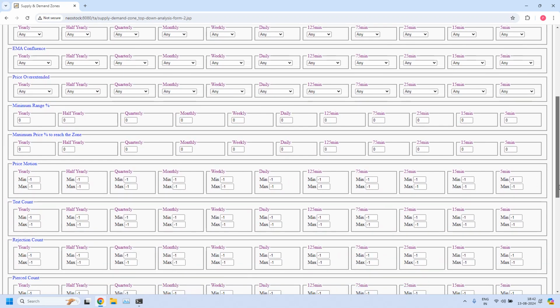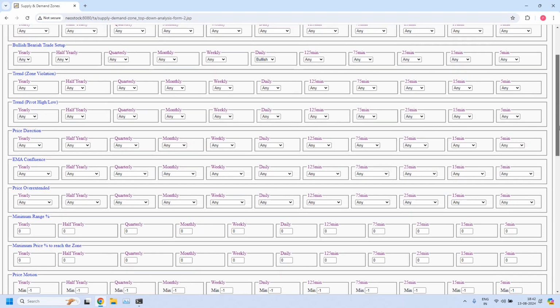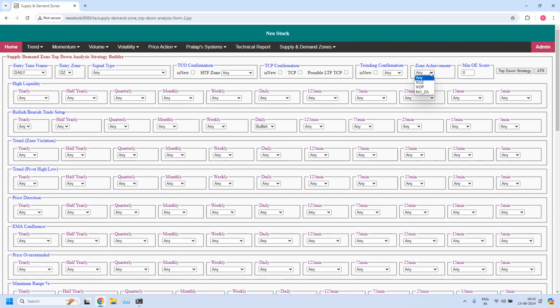So in the pierced counter, I am setting on daily time frame minimum value 0, maximum value 0, which indicates the zone's pierce count is 0. That means the zone is not pierced. And zone achievement should always be violated opposing zone, I am selecting, and the minimum order enhancer score for bullish or bearish trade setup should be 12. All the 3 filters are applied to the daily demand zone.